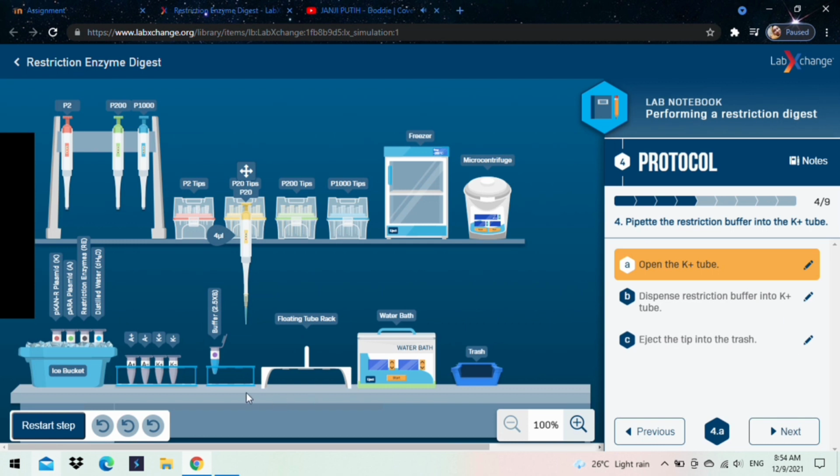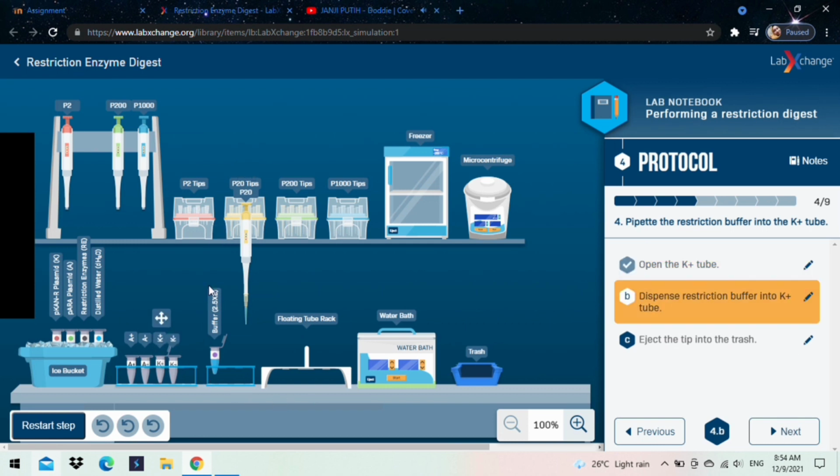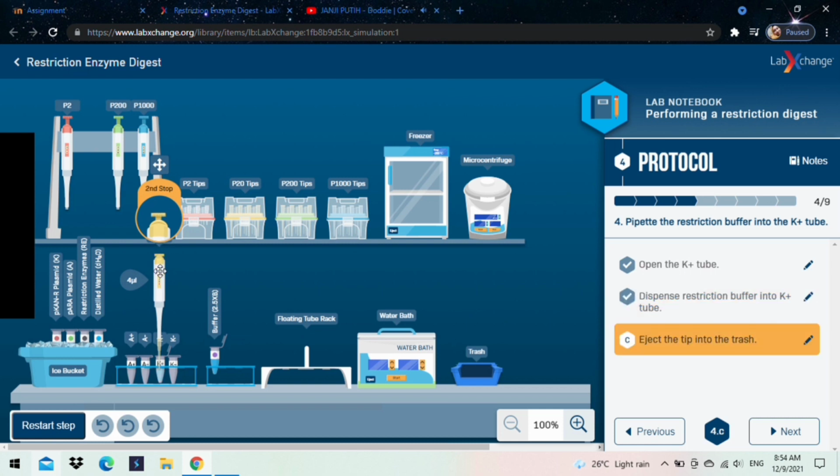Next, pipette the restriction buffer into the K-positive tube. Open the K-positive tube and dispense the buffer into the K-positive tube. Eject the tip into the trash.